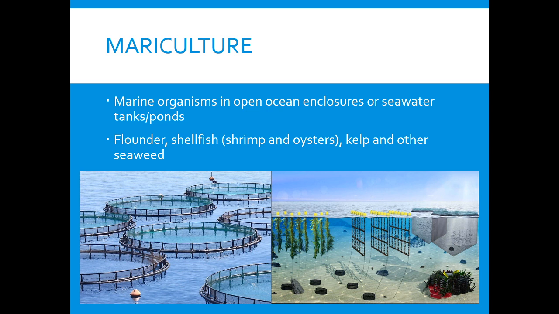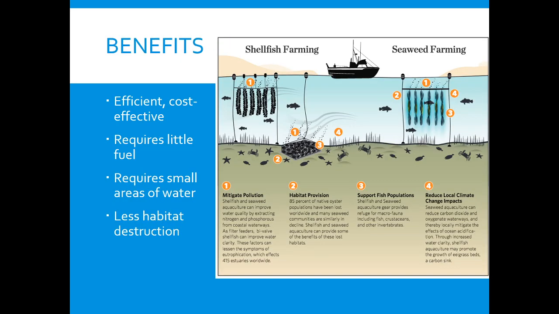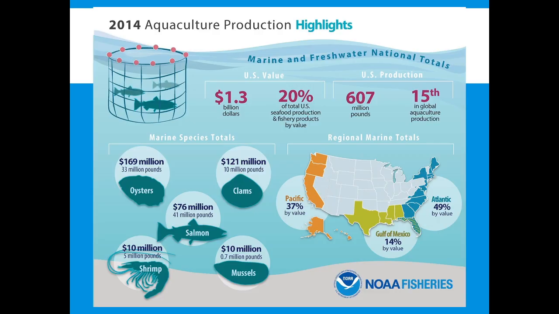There's also mariculture, where you use marine organisms in an open ocean enclosure or a seawater tank or pond. Flounder and shellfish, like shrimp and oysters, are done like this. Kelp and other seaweeds are grown like this, where you're using the open ocean, but you're using an enclosure. Some of the benefits of mariculture are that it's efficient and fairly cost effective. It doesn't require a lot of fuel. It doesn't need a lot of area of water, and there's not as much habitat destruction.